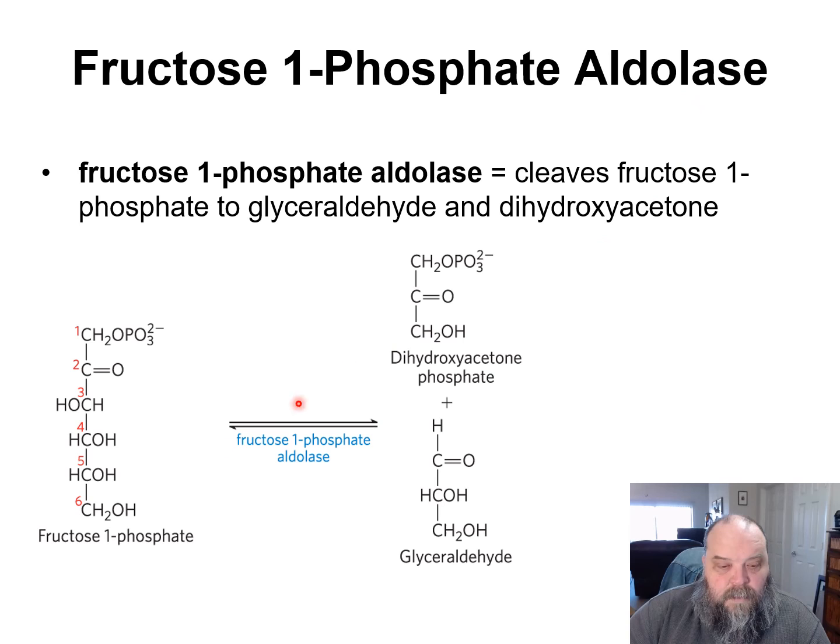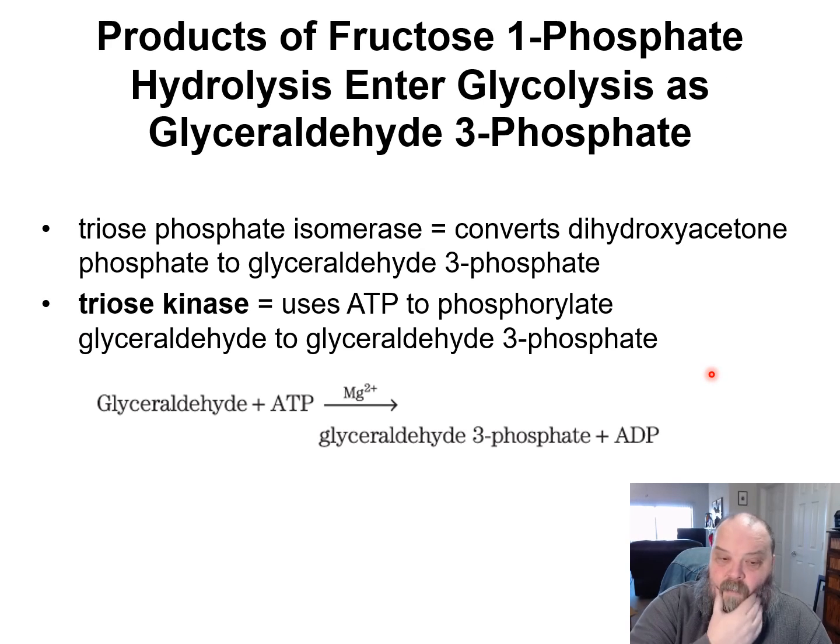Fructose 1-phosphate aldolase takes this, boom, and then breaks it. So you're immediately going from fructose 1-phosphate to dihydroxyacetone phosphate, DHAP, and glyceraldehyde. But if you remember, to be utilized in the second phase of glycolysis, this also has to be phosphorylated. So there will be another step involved later where this will have a phosphate group added to it.